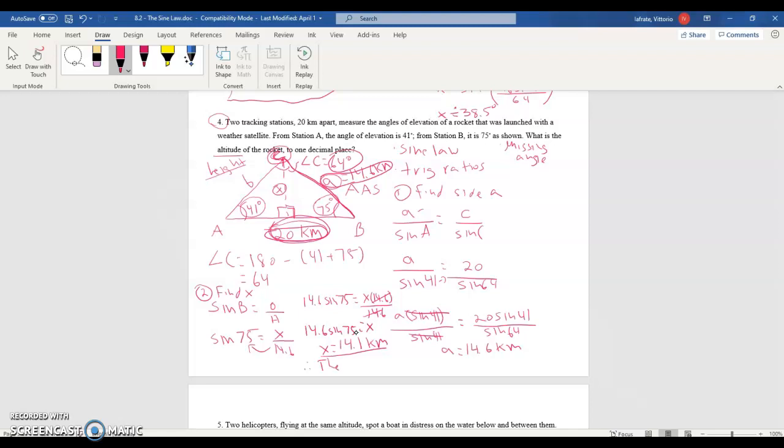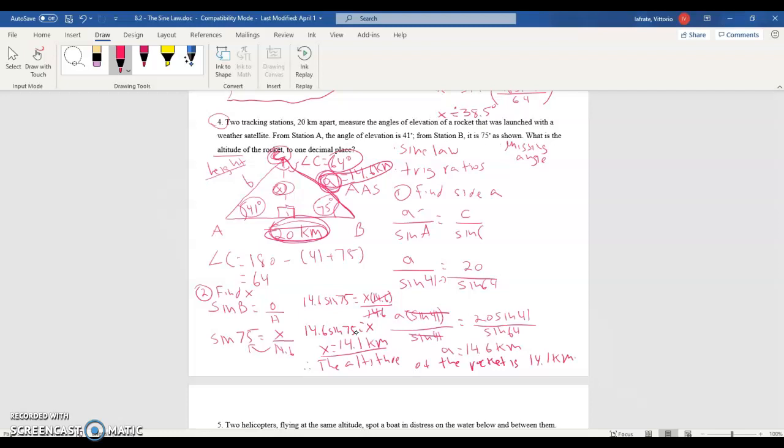Therefore, the altitude of the rocket is 14.1 kilometers. And so what we did here is we had to use the sine law to find an unknown side here. We did the sine law because at first we started off with a triangle that was not a right triangle, so an oblique triangle. And then once we had that side here, we were able to use one of the trig ratios to find the x here because we were dealing with a right angle triangle.